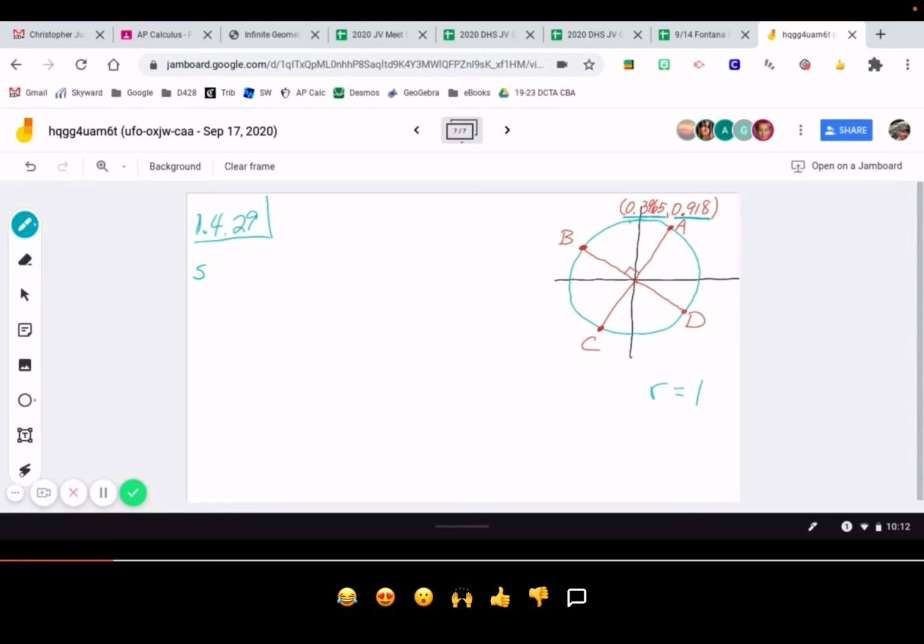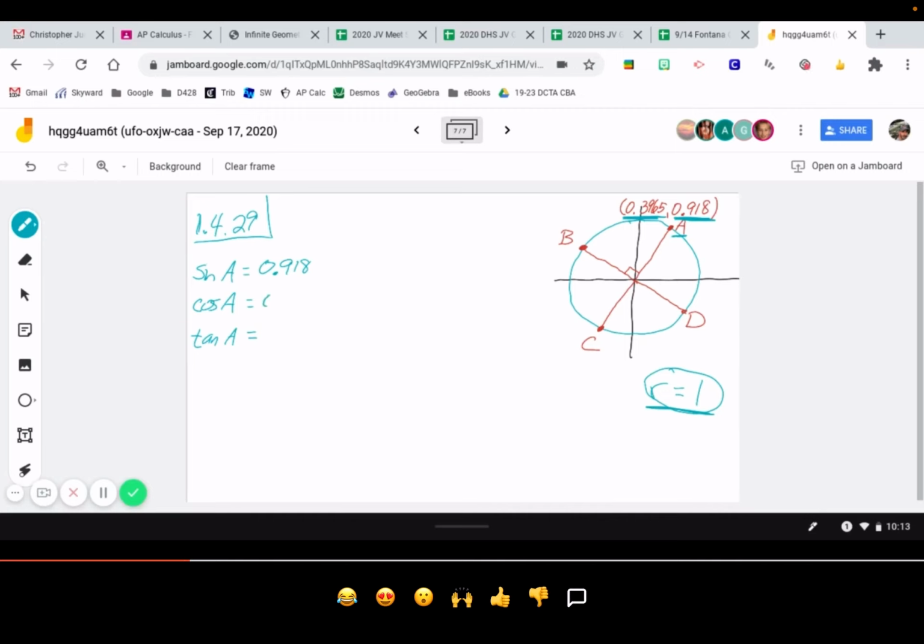So the first thing we're going to talk about is the sine, cosine, and tangent at A. They gave you the coordinates of this point that I'm calling point A. There's your x value, and here's your y value. The fact that it's a unit circle tells us that the radius is 1. Sine is always given as y over r. At this point, our y value is 0.918. We would divide that by r, but since this is a unit circle with a radius of 1, sine is simply equal to y.